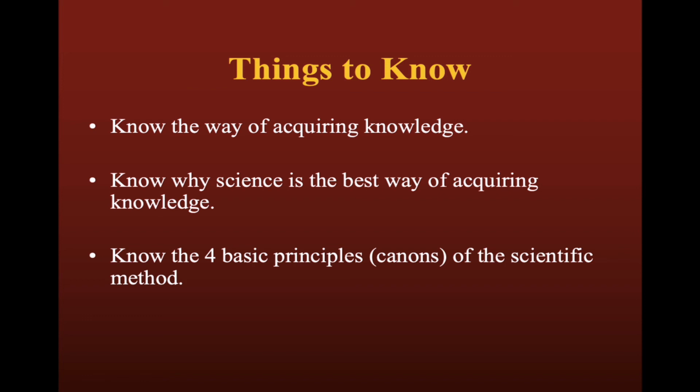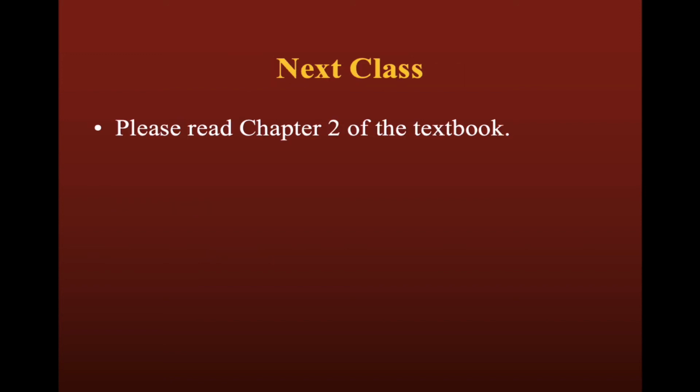All right, so a couple of things I want you to remember from this lecture. Definitely know the ways of acquiring knowledge. Know why the scientific method is the best way of acquiring knowledge. And know the four basic canons of the scientific method. So when you're reviewing, definitely focus on these particular things as you review this lecture today. And then read chapter 2 for next time.